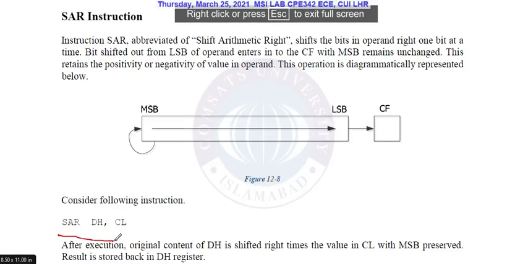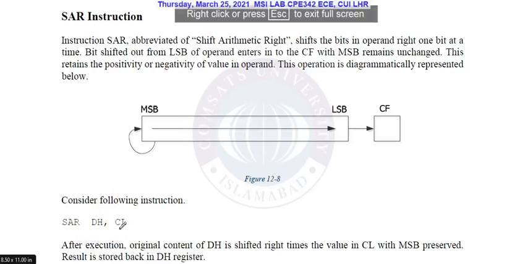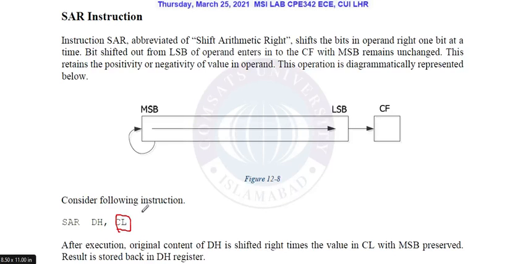So here there is an example that is basically SAR DH, CL. So the value of the DH register will be shifted arithmetically towards the right, and this process will be repeated by the second operand, which is basically CL. So this process will be repeated as per the value present in the CL register.